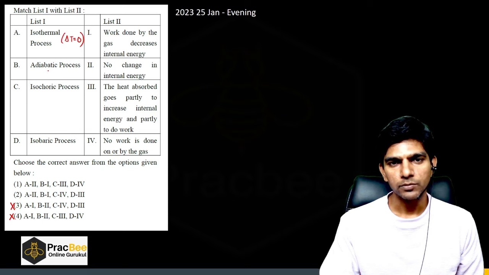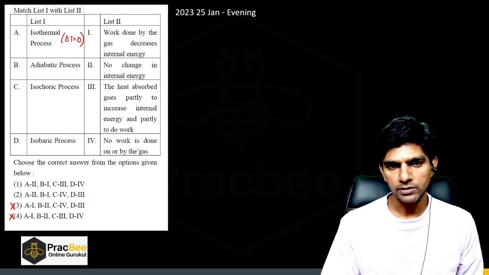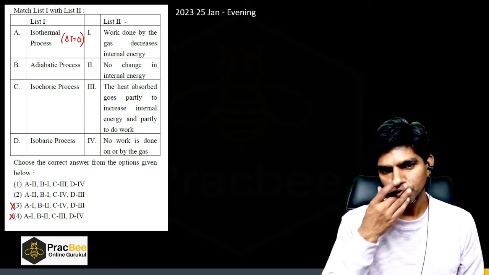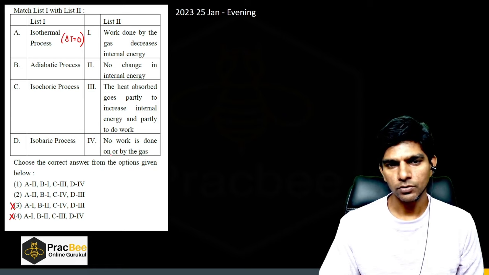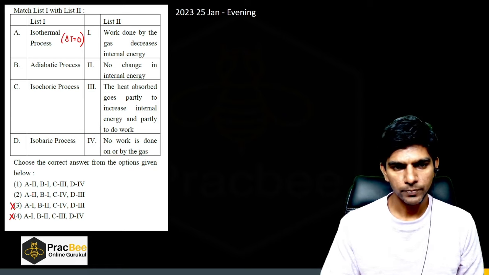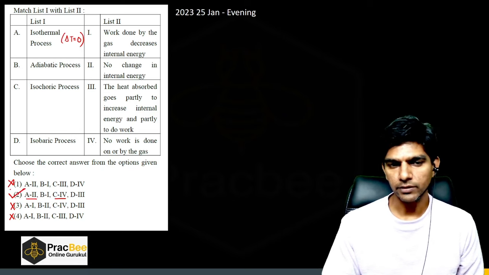Now, let us see other examples. No work is done on or by the system. So if you look at the fourth option in list 2, no work is done on or by the gas. So it means it's an isochoric process. So C corresponds to 4. So C corresponds to 4, A corresponds to 2. So again, we can eliminate option 1. So the second option is the right answer.